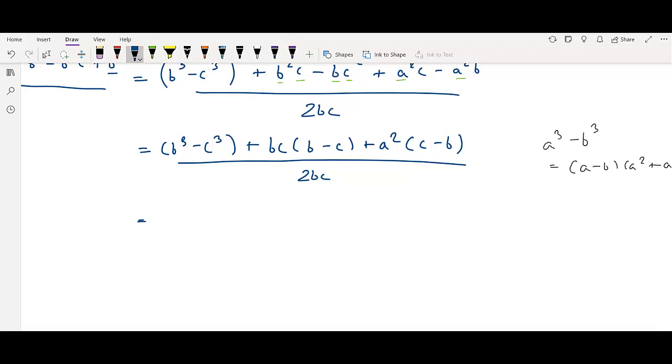I have b cube minus c cube as b minus c, b square plus c square plus b into c, plus b into c, b minus c, plus, let us see, we have b minus c here, b minus c here, and this term is trying to be a little b minus c itself.